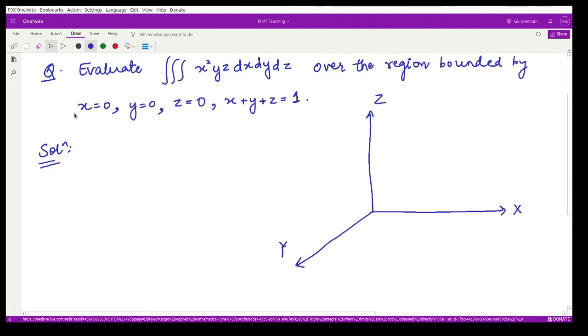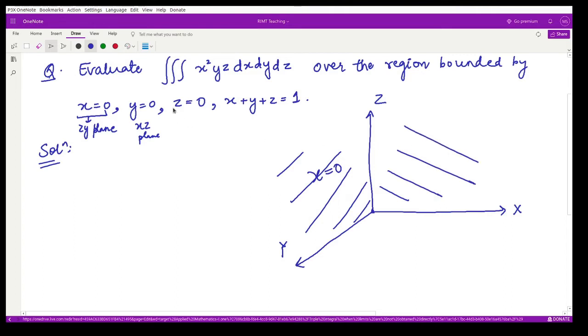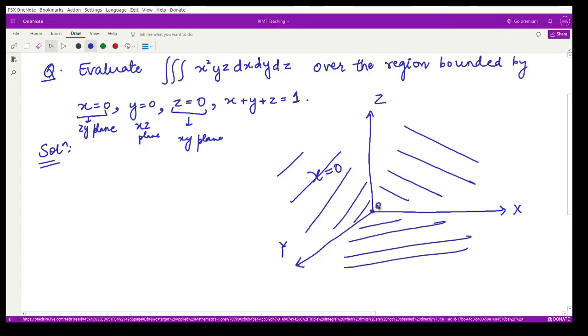Now x is equal to 0 means we are here. So this whole plane is your x is equal to 0, right? Y is equal to 0 means this portion, that is nothing but the zx plane. So this plane is this one. And z is equal to 0 means this is your xy plane. So this is this particular portion and this is your origin, right?